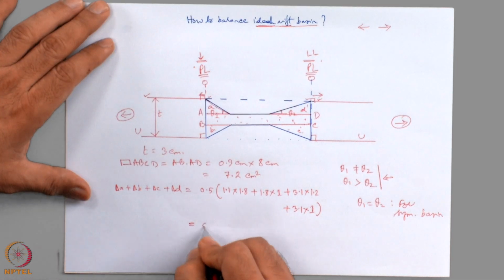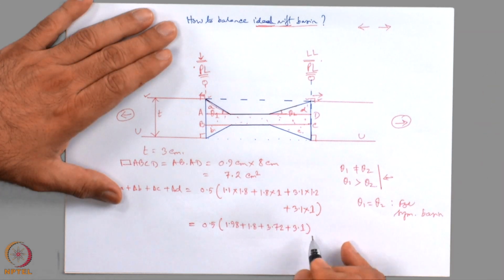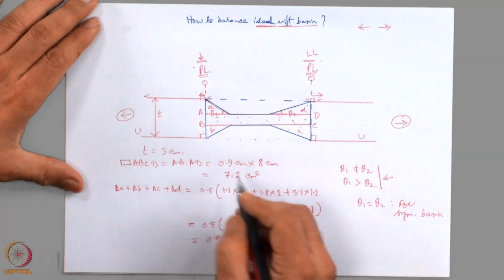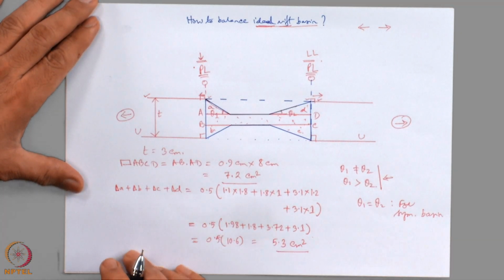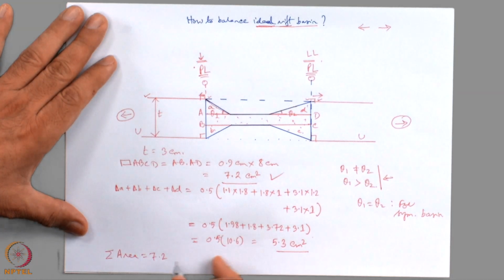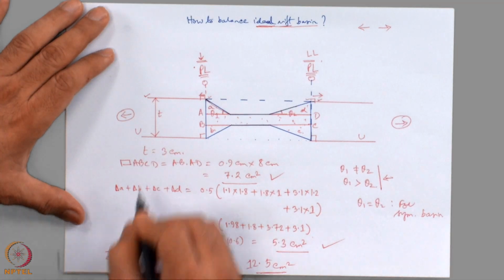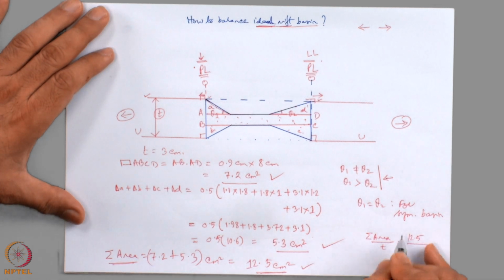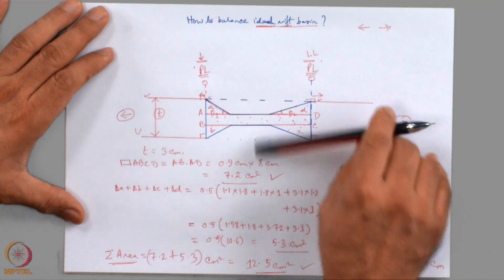This is equal to this much, which is equal to... Therefore, the total area is given by 7.2 plus 5.3 centimeter square, which is equal to 12.5 centimeter square. I want to divide this total area by small t. The total area divided by small t is 12.5 divided by 3, which is equal to 4.2 centimeter.